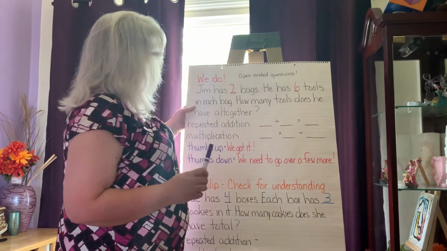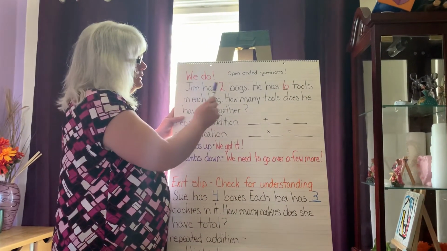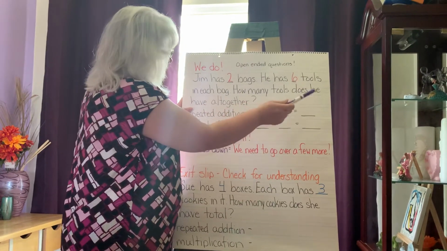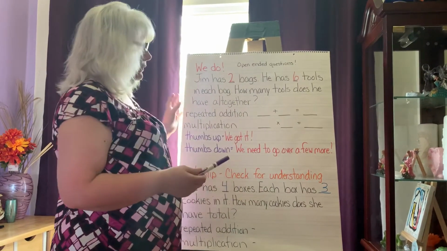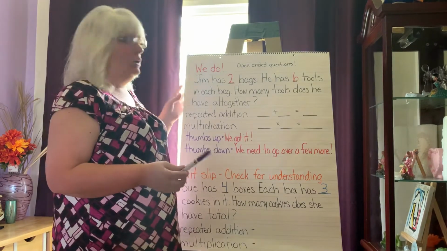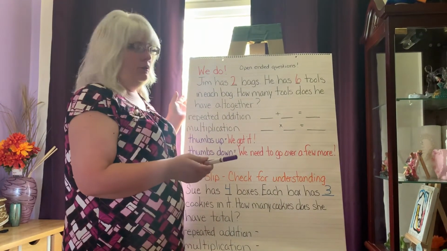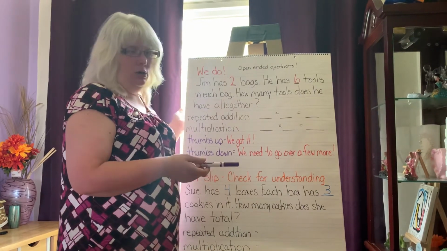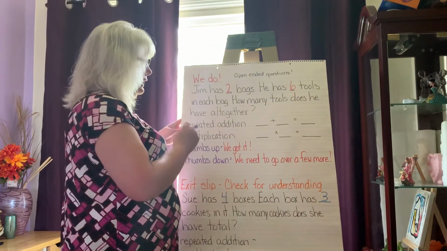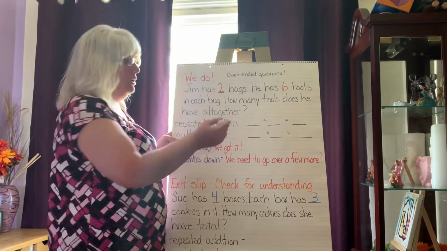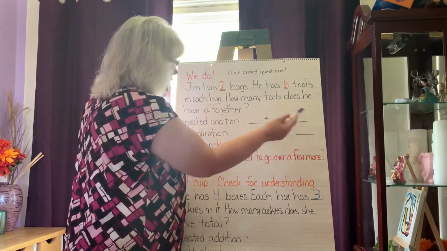Our we do would be something like, Jim has 2 bags. He has 6 tools in each bag. How many tools does he have altogether? Then I would ask open-ended questions, such as, what do we know? What does our vocabulary tell us? They would tell me addition. I would say, okay, well, what are we adding together? They're going to tell me 6 plus 6 equals 12.